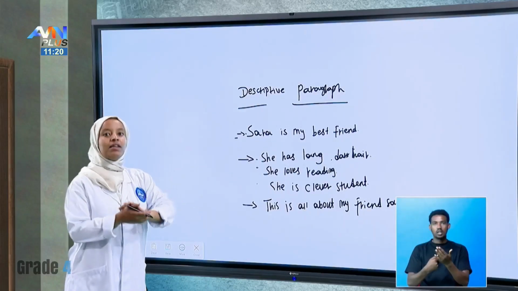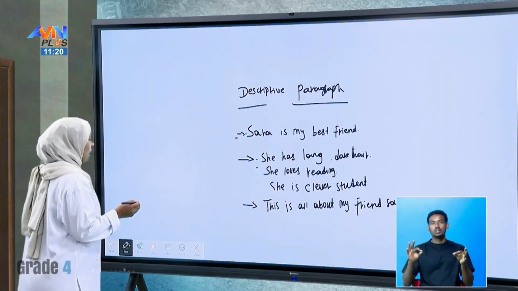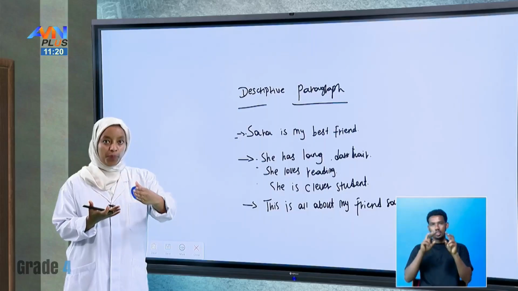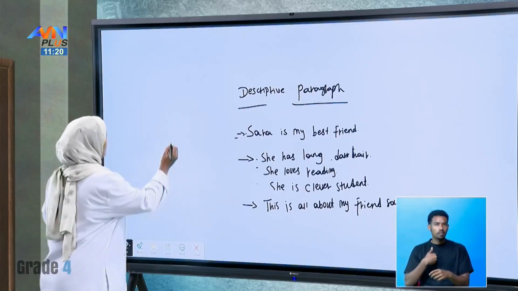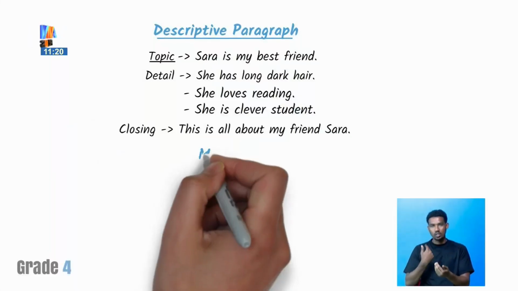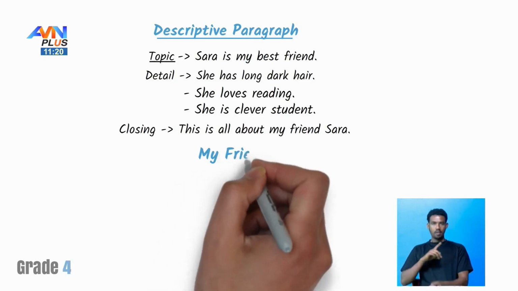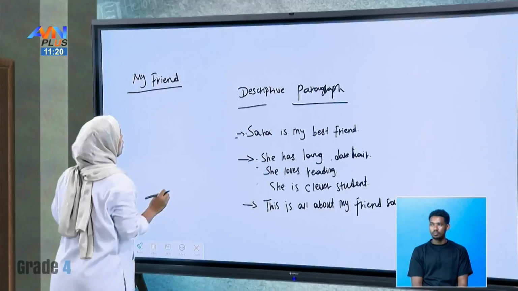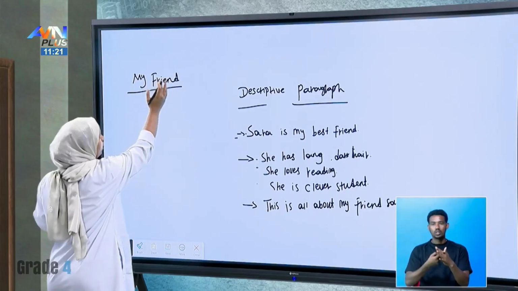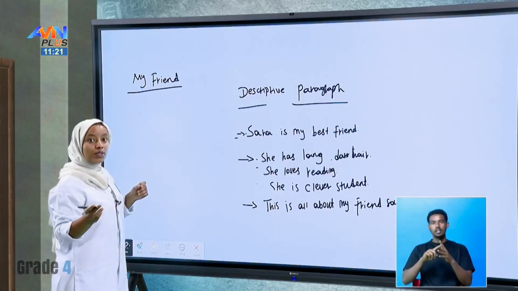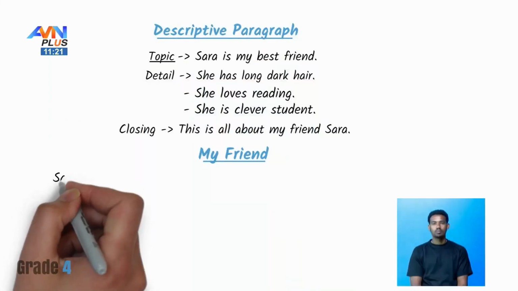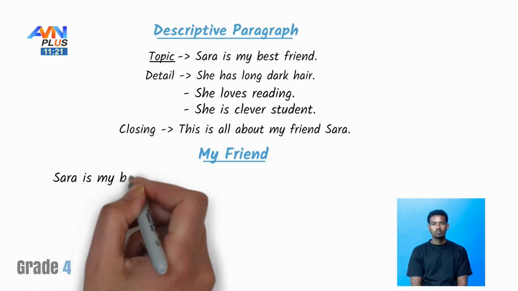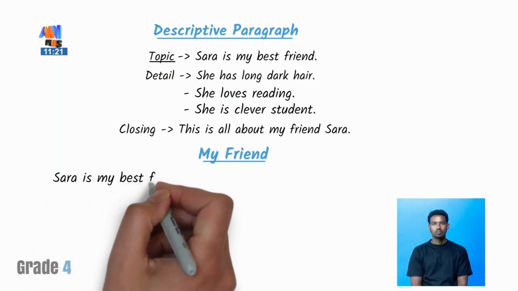Let us make it a paragraph. When we come to a paragraph, it has a title before the topic sentence. What are we going to say? My friend. So this is the title, my friend. Let us start with the topic sentence. Sarah is my best friend.